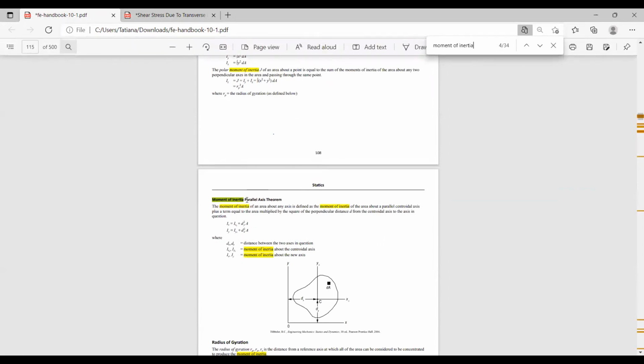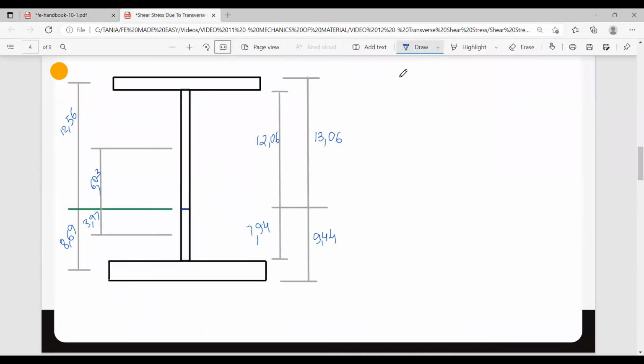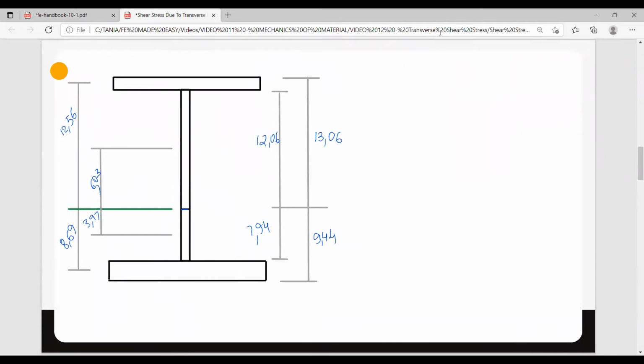Okay, here it is. The moment of inertia of an area about an axis is defined as the moment of inertia of the area about a parallel central axis plus a term equal to the area multiplied by the square of the perpendicular distance d. So this is what we need, the formula that I'm going to use. Let's go back now. Let me write the formula here: I equals Ix plus the area times d squared.